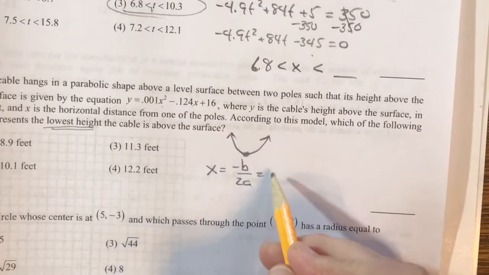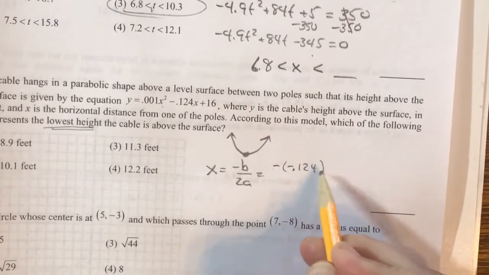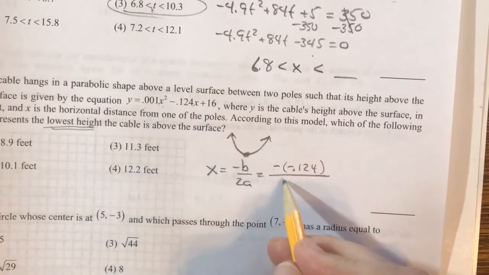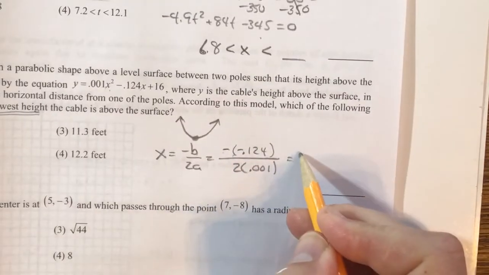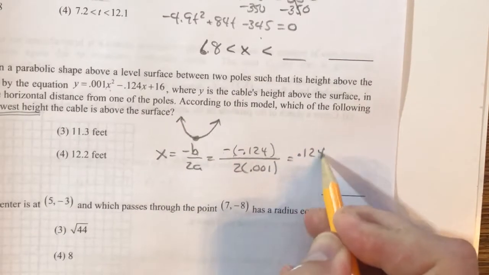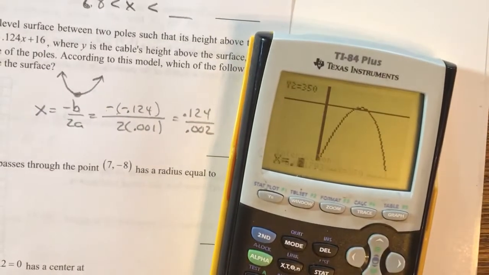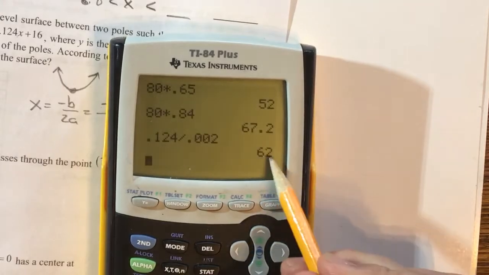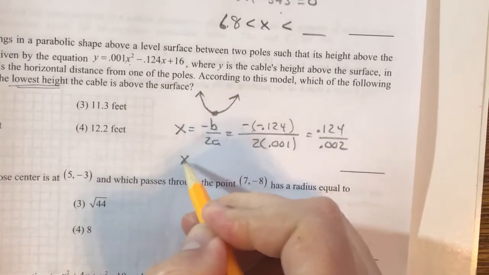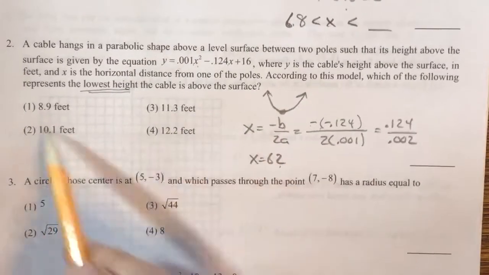So in this one, I got negative 0.124 is the b value, and then 2 times 0.001. So that's going to turn into a positive 0.124, and we're going to divide it by 0.002. So, 0.124 divided by 0.002 gives me 62. Now, x is 62. Okay, but I'm looking for the height. I'm looking for the output, not the input. I'm surprised that's not one of the choices.